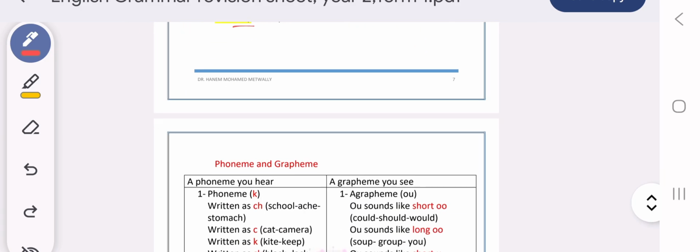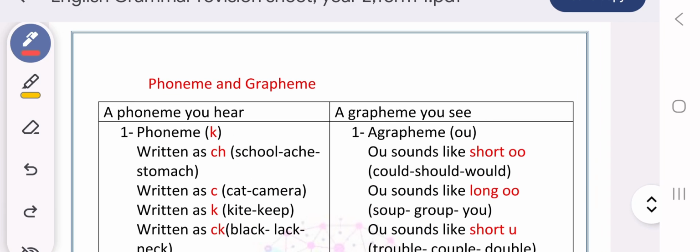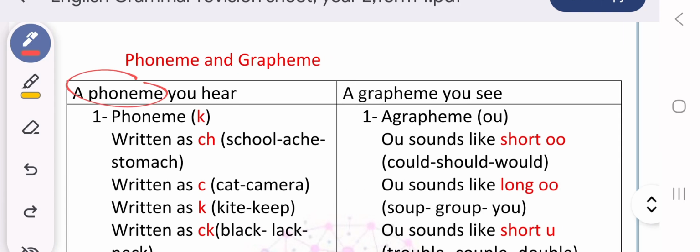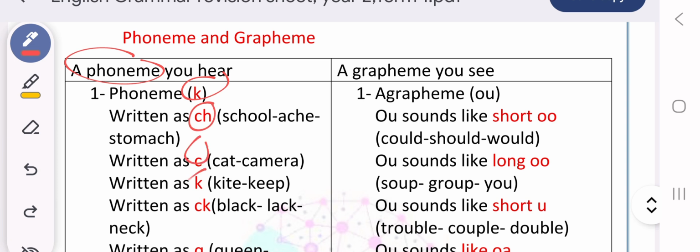Well, that's all for the grammar, but the last thing is phoneme and grapheme. It's a little bit about pronunciation, not grammar, but we need to study it also. Pronunciation means how to speak. Sometimes when you hear something and you look at the letters, they are not the same thing. You will hear k, k, k. But when you look, it's not K, it's CH, it's C, it's K, it's CK. The first one, CH, like school, ache, stomach.